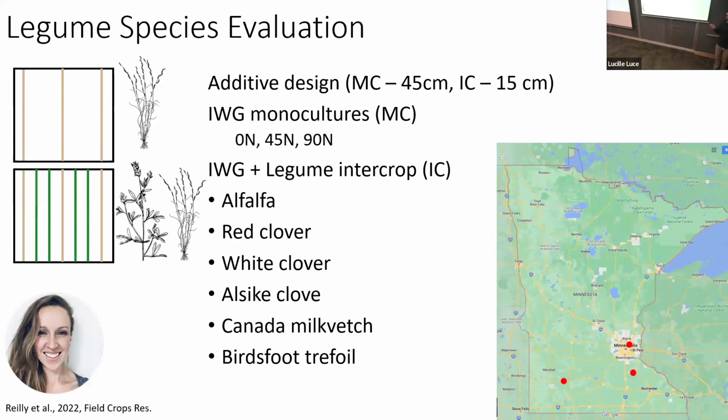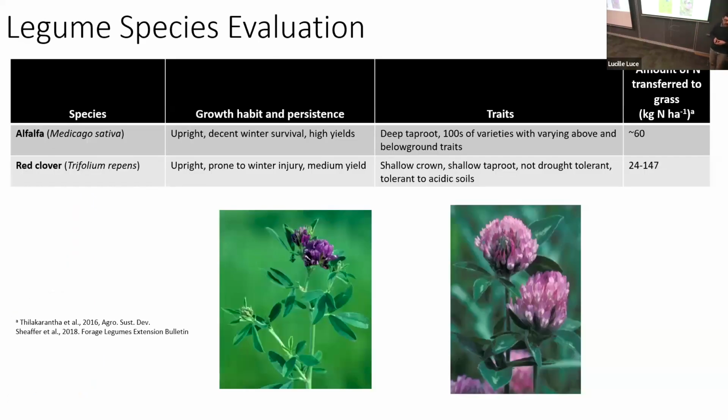So I'm going to show you some results from just a couple of experiments first. This is one of the earlier studies, and we really wanted to screen what legumes could work. So we tested six different legume species with intermediate wheatgrass. We also had intermediate wheatgrass monocultures, controls with no fertilizer, and then we fertilized some plots with either 45 or 90 kilograms of nitrogen per hectare. I am not going to go through all the different traits of these legume species, but just to lump them together, we tested two very common legume forages, alfalfa and red clover.